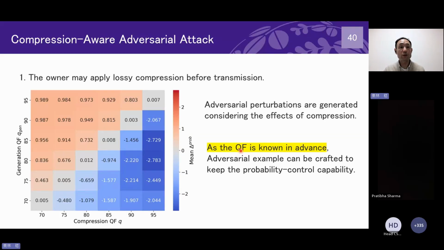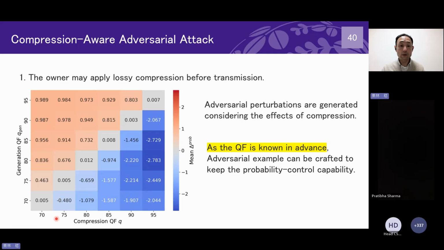So this slide shows the compression-aware adversarial attack. The owner may apply lossy compression before transmission. Therefore, the owner tries to create the adversarial perturbation according to the effect of the lossy compression.